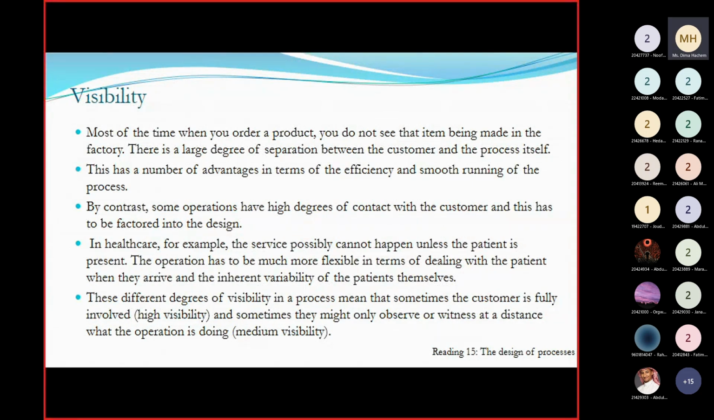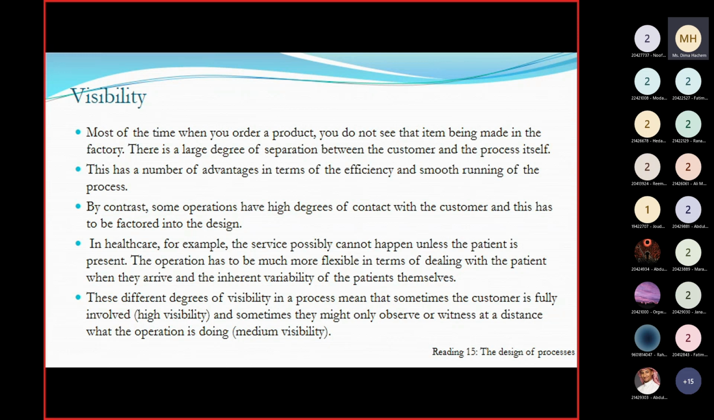If you are the customer of Zara, for example, you don't see how your clothing was prepared, was made. This is a low visibility operation. So most of the time when you order a product, you do not see that item being made in the factory. There is a large degree of separation between the customer and the process itself. But some operations want you to see, especially in services and in restaurants, they want you to see how your service is prepared. So in this case, we have higher visibility.